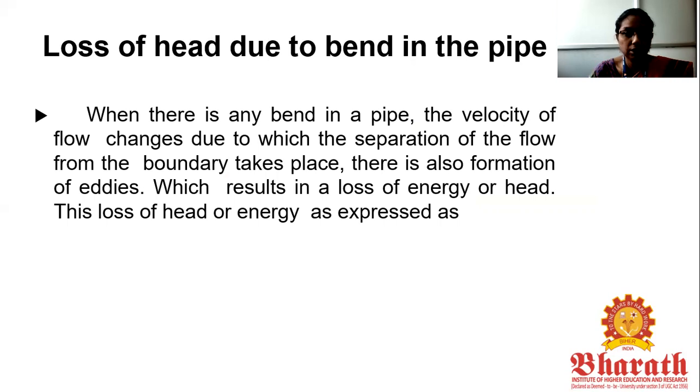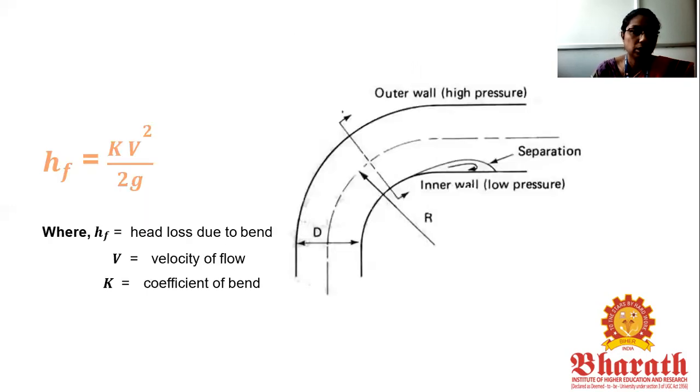The energy loss is calculated using this formula when there is a bend in the pipe. HF is equal to K into V square by 2G, where HF is head loss due to bend, V is velocity of flow, K is the coefficient of bend and G is gravitational force. In the diagram you can see the bend in the pipe. There is a separation. Near the inner wall the pressure is very low, and at the outer wall there is high pressure. Using this formula we can calculate the head loss due to bends in the pipe.